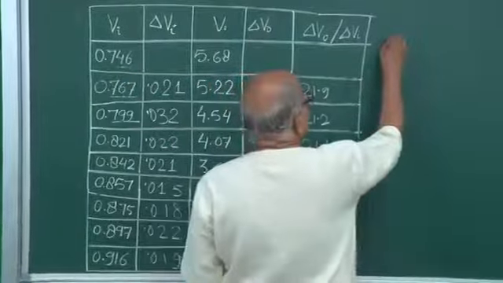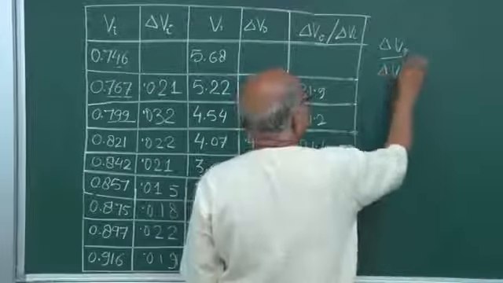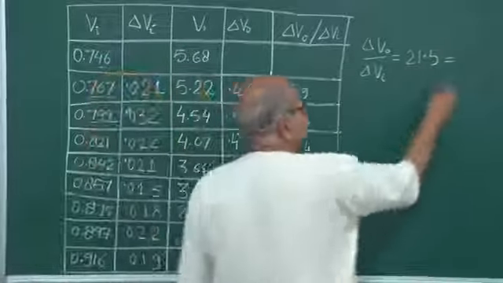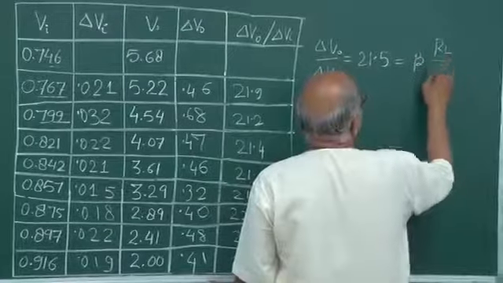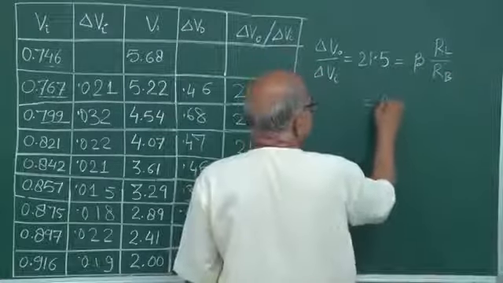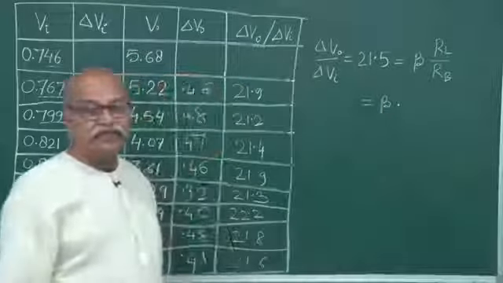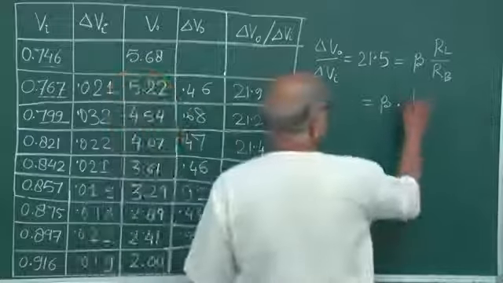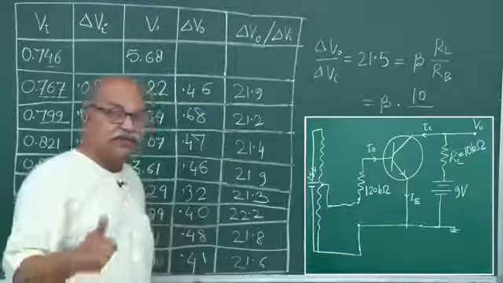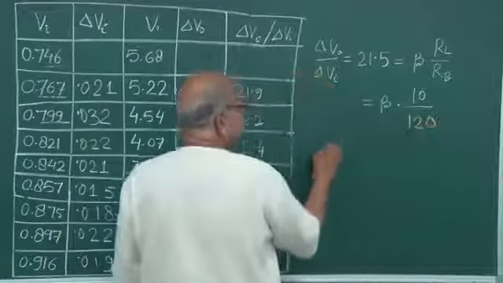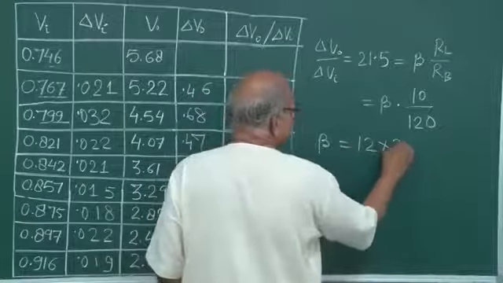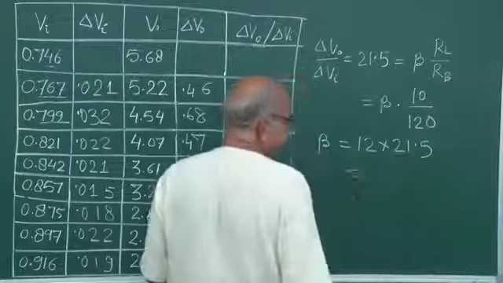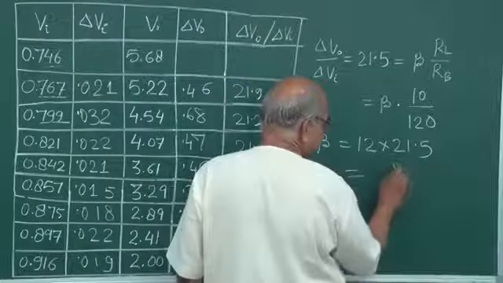So this is delta VO over delta VI, let us take 21.5, and this is equal to, remember we are taking magnitudes, beta times RL over RB. What was RL, remember, in the circuit? What was RL on the collector side? We had added 10 kilo ohms. So this is 10 kilo ohms. And on the base, we had added 120 kilo ohms. So this is 120. So your beta is 12 into 21.5. Can you work out without calculator? 12 into 5 is 60. So 6 here. 12 and 6 is 18.